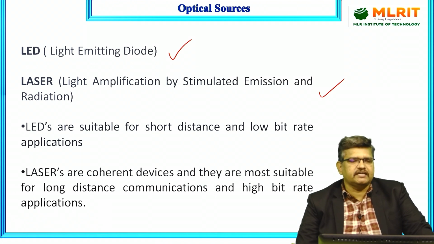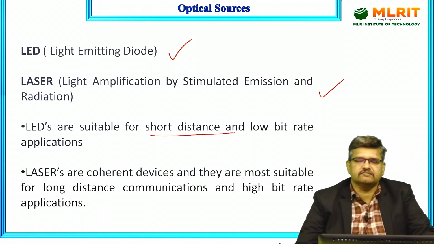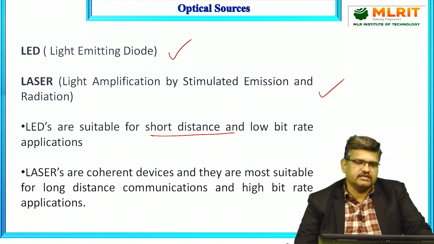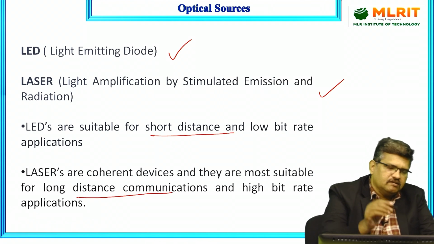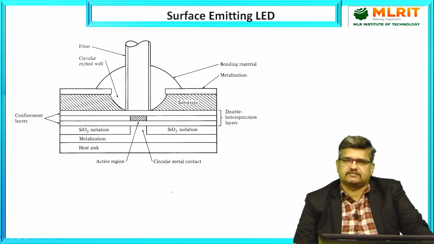So as I said earlier, LED and laser are the two sources. LED is suitable for short distance and low bit rate applications. Mainly for short distance communications, we can go with the LED. For long distance communication, you can prefer the laser, which also has a high bit rate. Now coming to the LED structures, we have the surface emitting LED and the edge emitting LED.